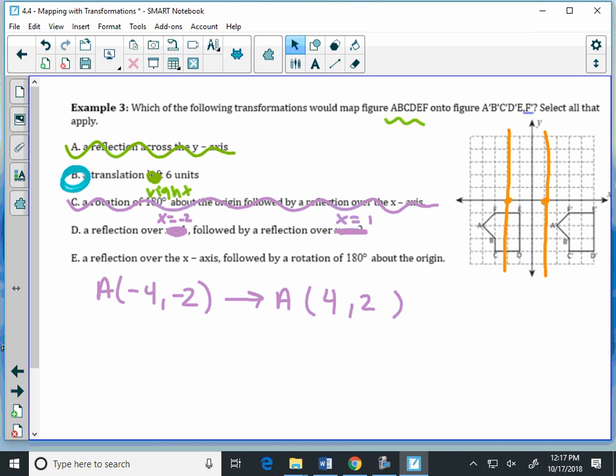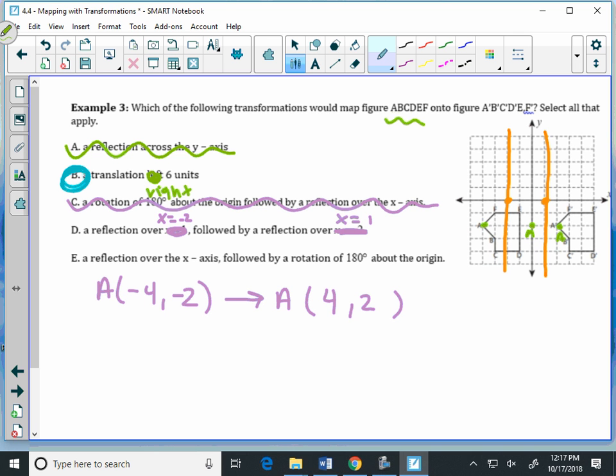So I'm going to start with A again. I'm going to reflect it over this line. 1, 2, 1, 2. Then I'm going to reflect it over the second line. 1, 1. Did it work? Yeah. Try the other ones. Just because one works doesn't mean they're all going to work. So just try the other ones.